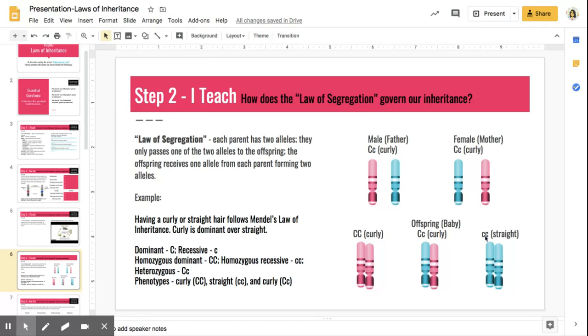So in the next slides, you're going to list down all the possible alleles that each parent can give to his or her offspring given their genotype symbols.